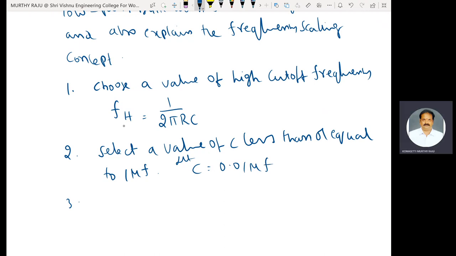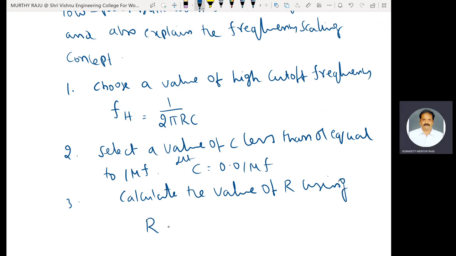Third, choose a value of high cutoff frequency FH. Once FH and C values are known, the R value is easily calculated. Calculate the value of R using R is equal to 1 by 2 pi FH into C.